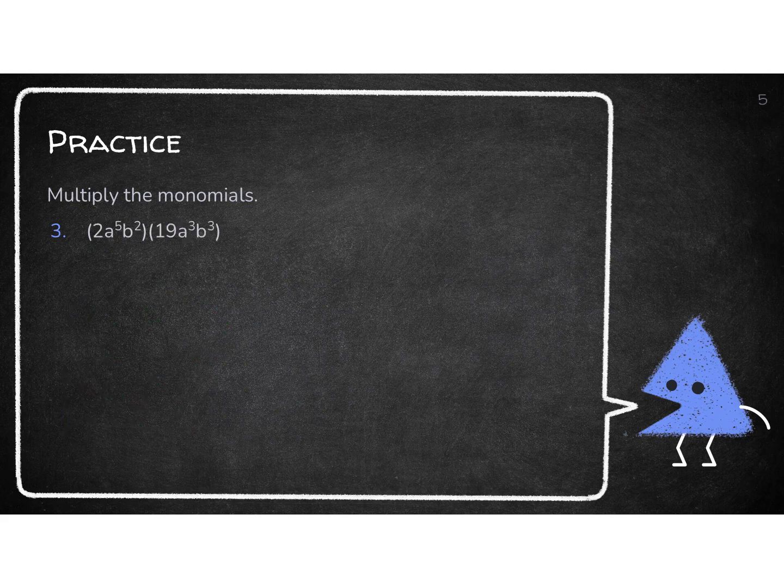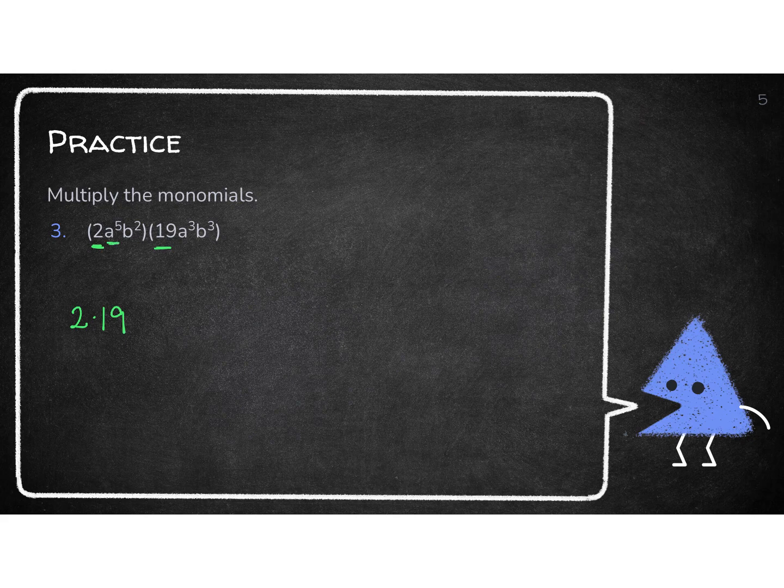Number 3 here, 2a to the 5th b squared times 19a to the 3rd b to the 3rd. So again, a lot of people tend to think that the 2a to the 5th is attached. It's not. The 2 is a separate piece. The a to the 5th is a separate piece. So we're going to multiply the big numbers. So I'm going to do 2 times 19. And then I'm going to combine my a's and combine my b's.